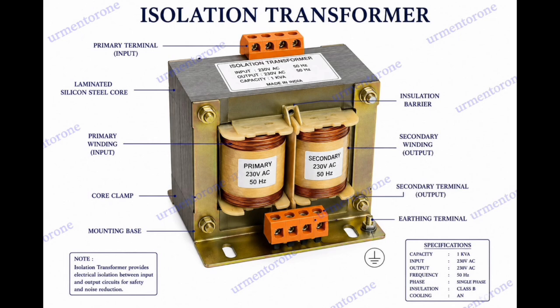Fifth one, isolation transformers. Isolation transformers are designed with a 1:1 ratio, meaning the input voltage matches the output voltage. Their primary purpose is not to alter voltage but to decouple two circuits physically. It is applicable in sensitive electronic equipment, medical devices, and laboratory instruments.